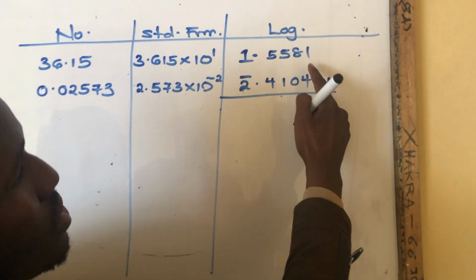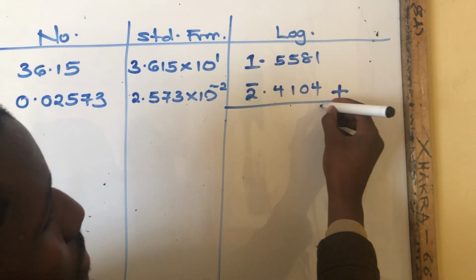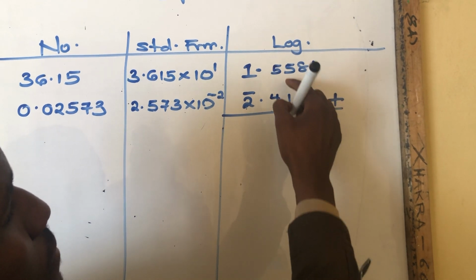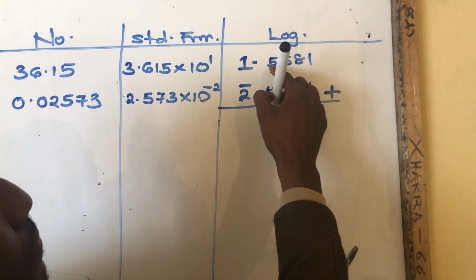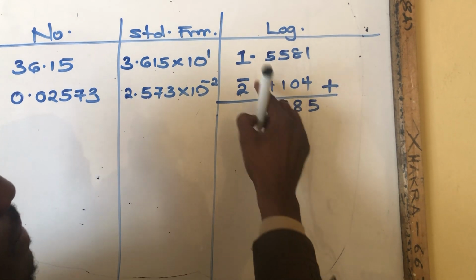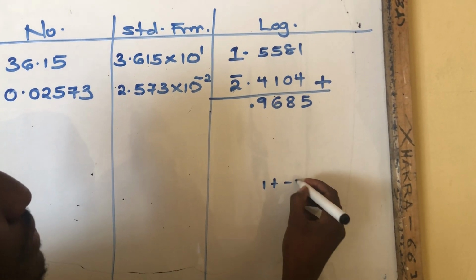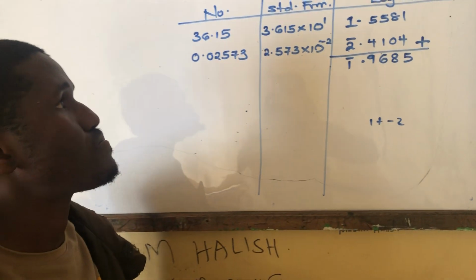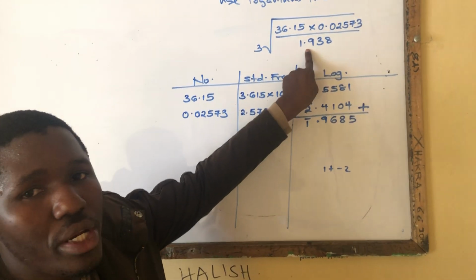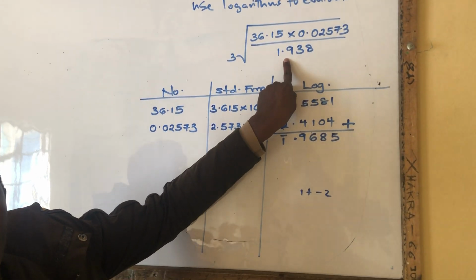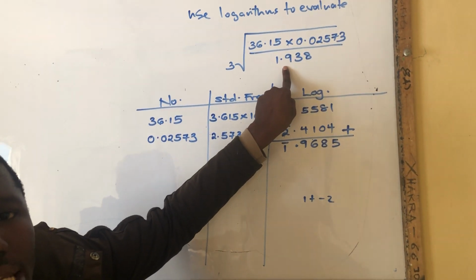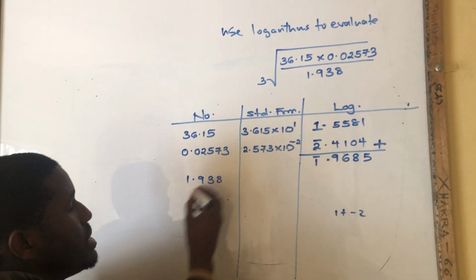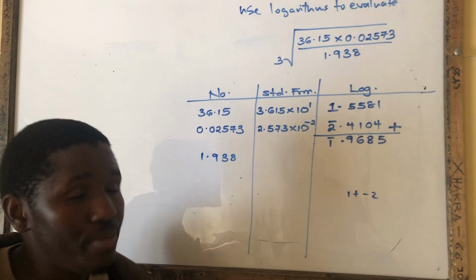What is 1 plus 4? That will give us 5. 8 plus 0 will be 8. 5 plus 1 would give us 6. 5 plus 4 would give us 9. Then 1 plus negative 2 should give us negative 1. I hope you are following me. Which takes us now to the next number. And the next number should be 1.938. What do we do?